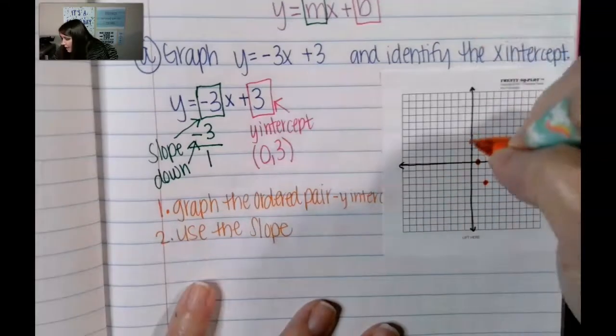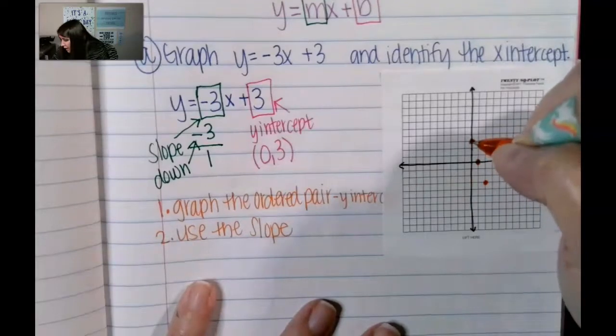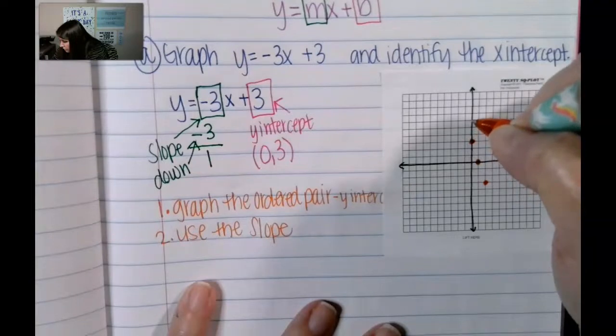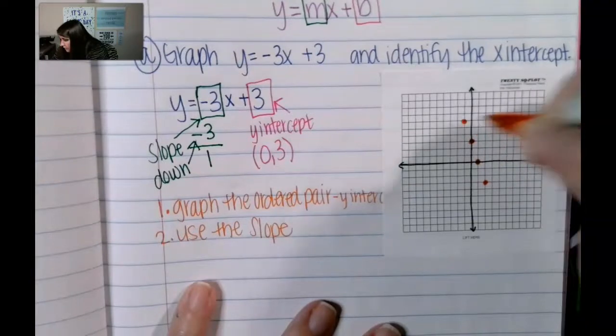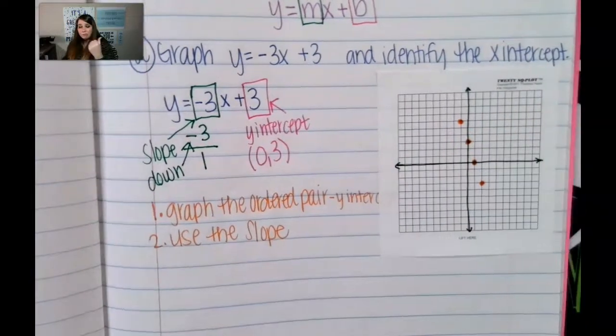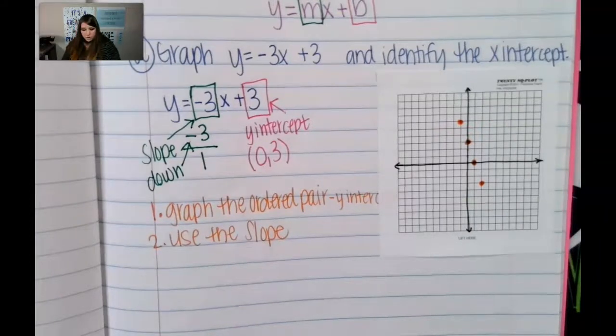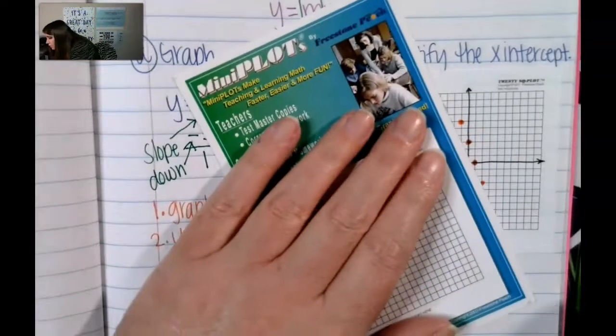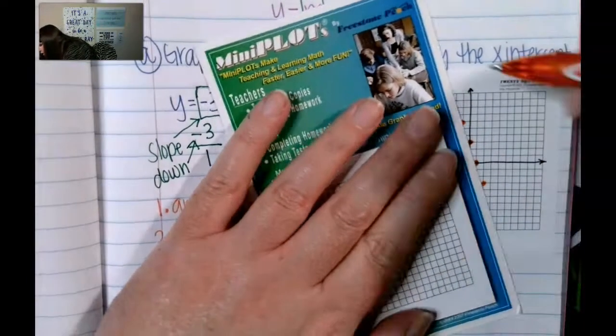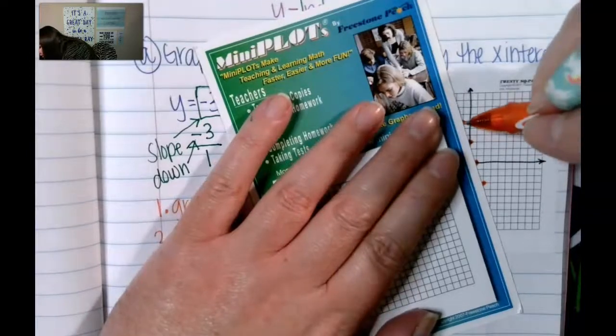On the top, I can go in reverse by going up 3 and over 1. 1, 2, 3, over 1 to the left because I'm going to be getting smaller. My slope is going down. So now what I want to do is draw my line so that I can see where it crosses the x-axis. Oops.